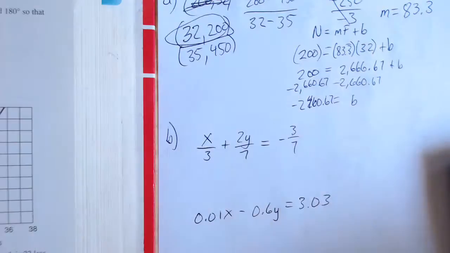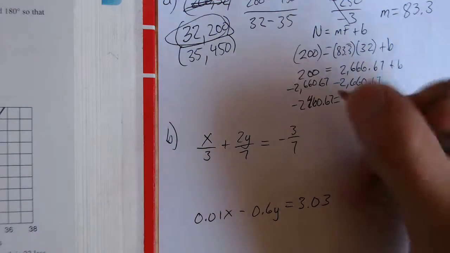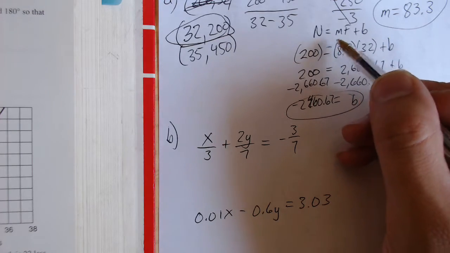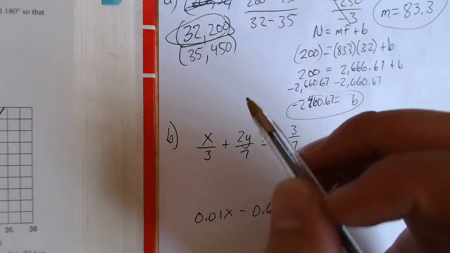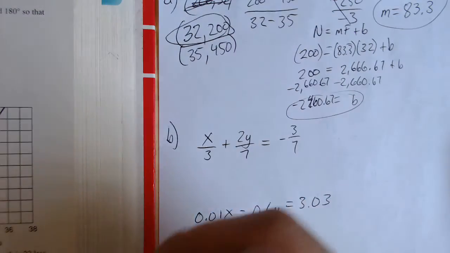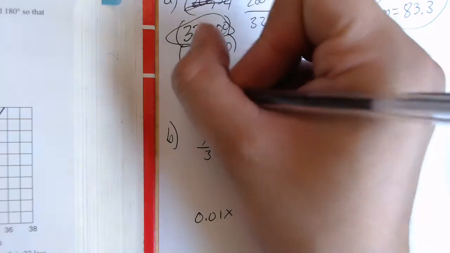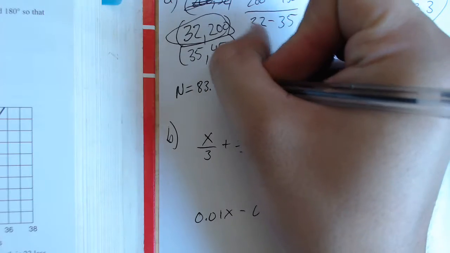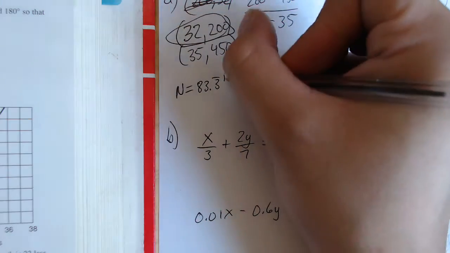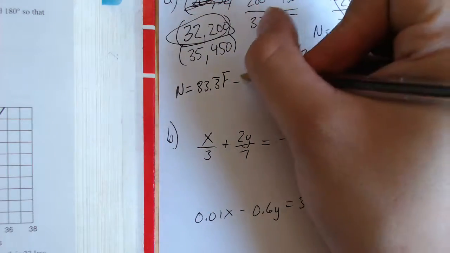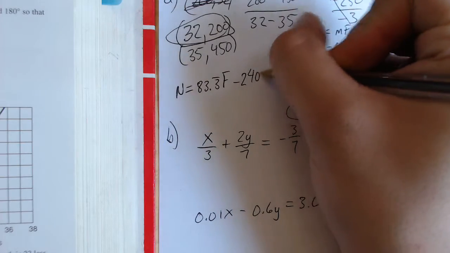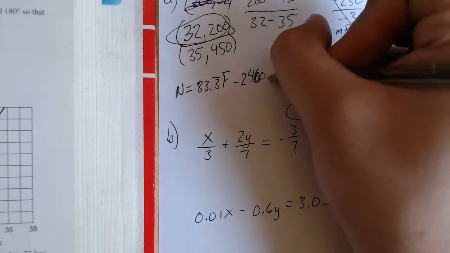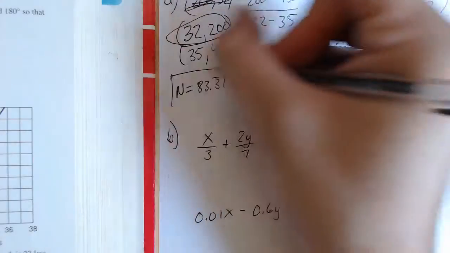So my final equation is going to be written by plugging this b value and this m value into n equals m times f plus b. So it's going to be n equals 83.3f minus 2,460.67, and that's going to be my answer.